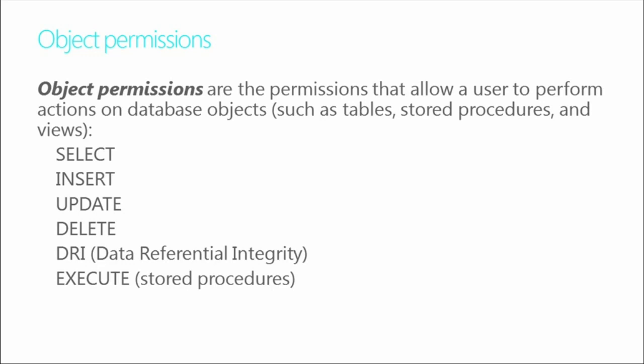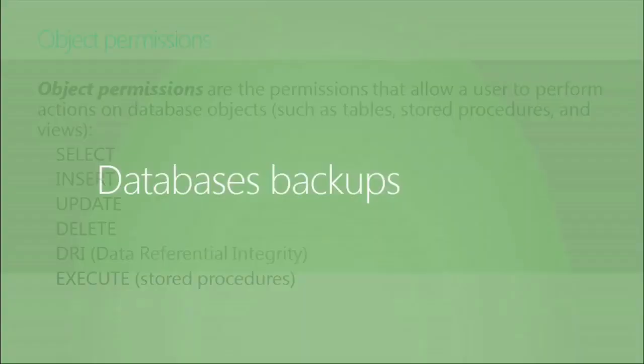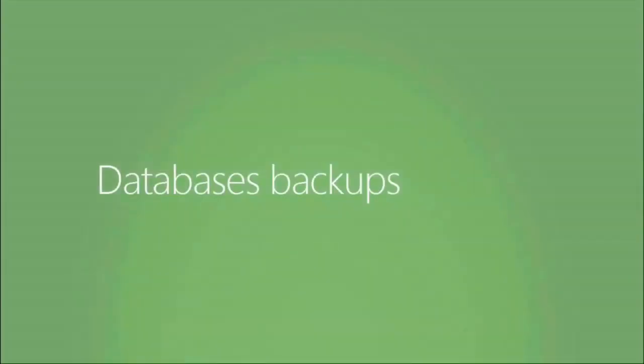And we're talking about the DRI, data referential integrity. That's the REFERENCES permission, which we use for the foreign key back to the primary key we talked about earlier. And the execute is for executing stored procedures. The short term for that is EXEC. So those are different types of permissions that we can apply to tables or stored procedures or views. The type of object will determine the type of permission that we apply to those objects. But they're managed using the grant, the deny, and the revoke.